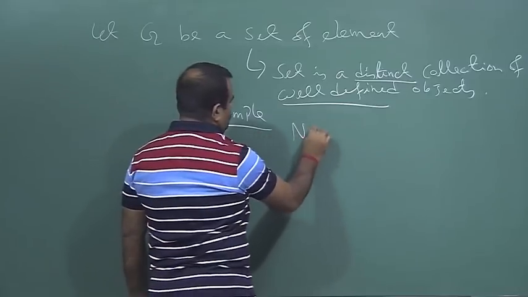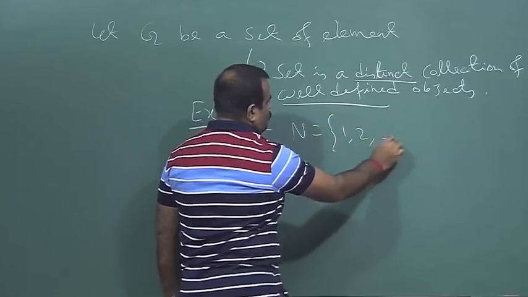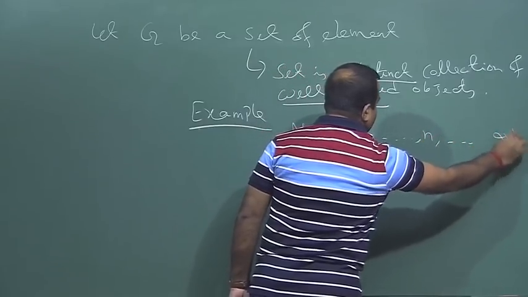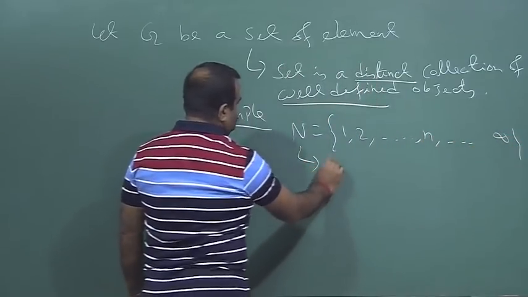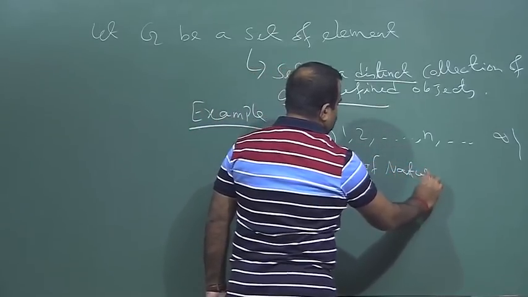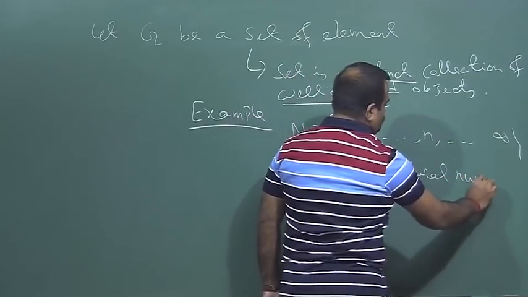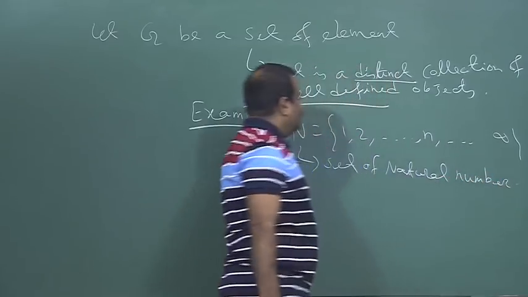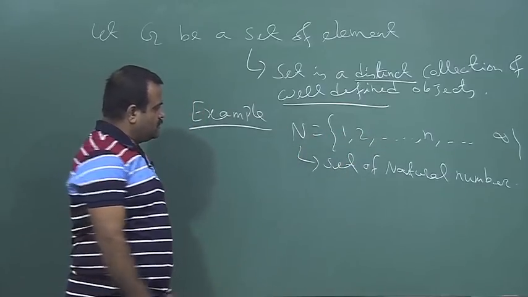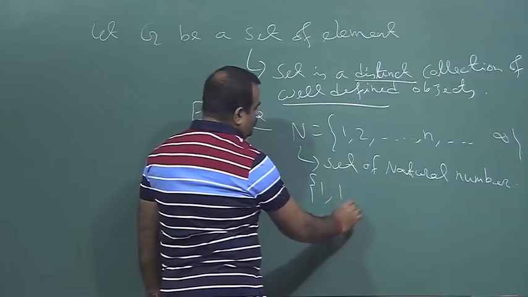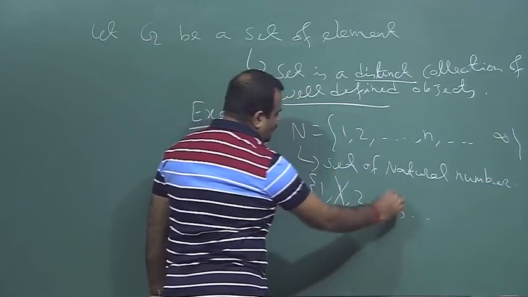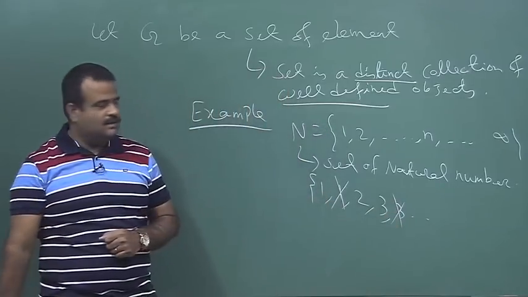Okay, some example of set is, say, set of natural numbers 1, 2, 3 up to infinity. This is the set of natural numbers. Now, these are distinct elements. So, 1 is not repeated twice. This is not a set if we say 1, 1, 2, 3, 3 like this. So, this repetition is not allowed in the set. So, this is a distinct collection.